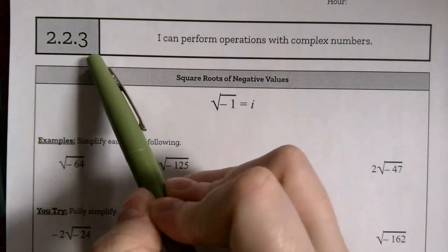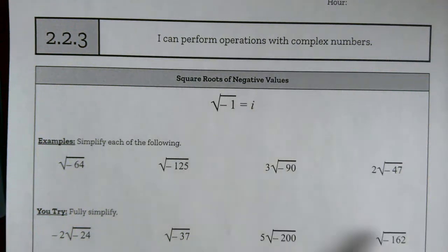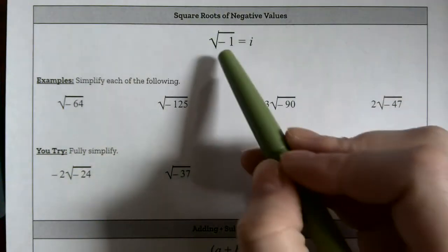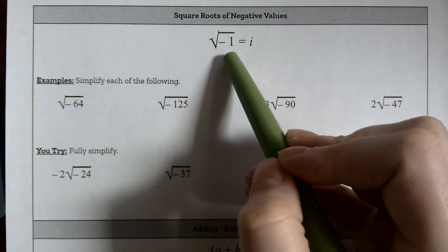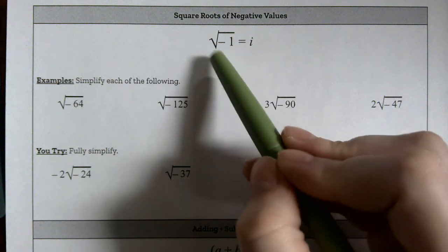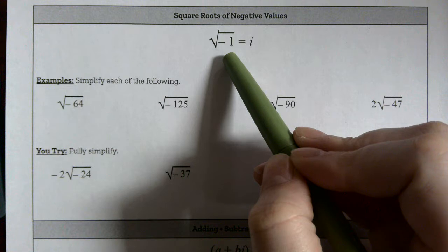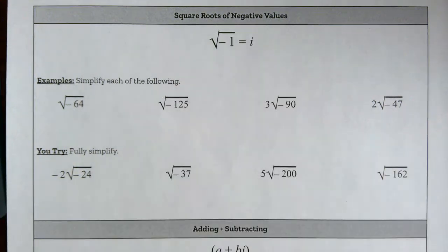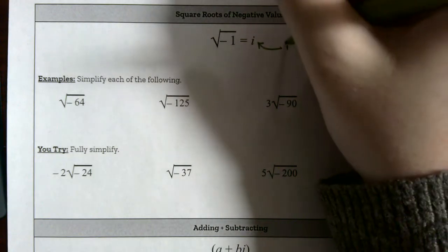Hello, this video is for learning target 223, which is to perform operations with complex numbers. So we know that we are unable to take the square root of a negative number. So when we're doing our quadratic formula, if we're taking the square root of a negative, it ends up giving us an error in the calculator. Well, to fix that, we have imaginary numbers, and this is the definition of an imaginary number, which is represented by this letter i. So this is an imaginary number.